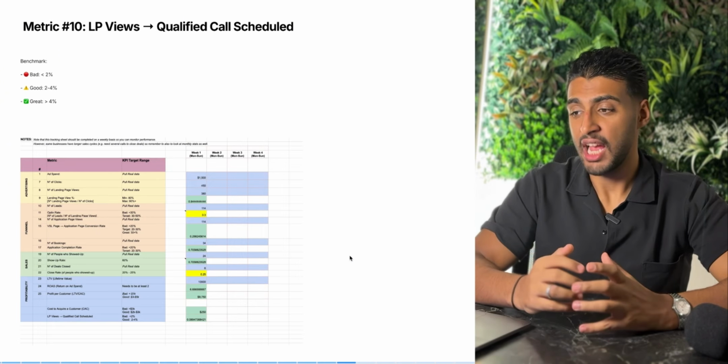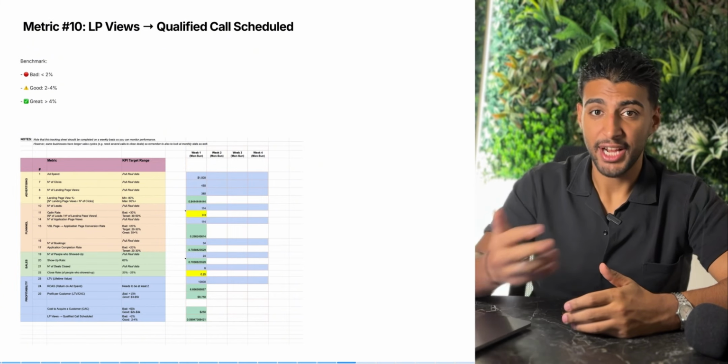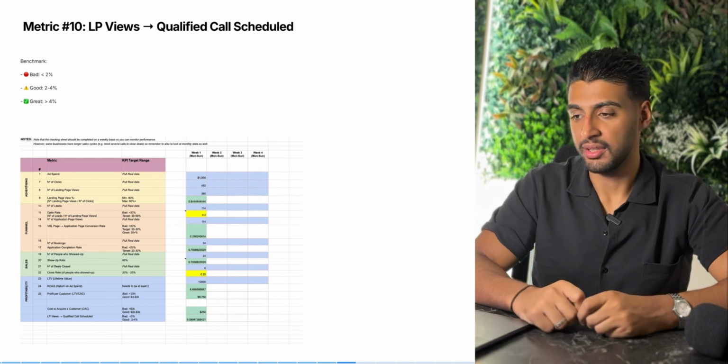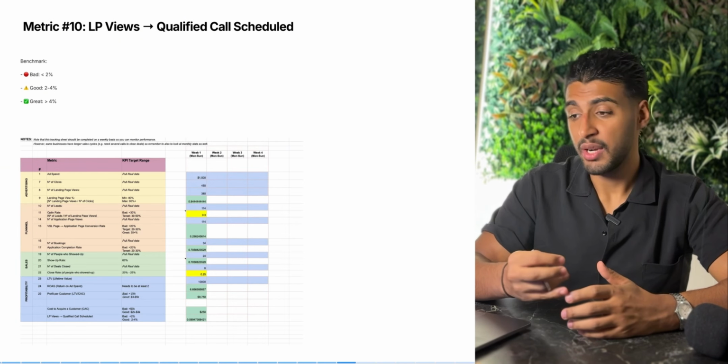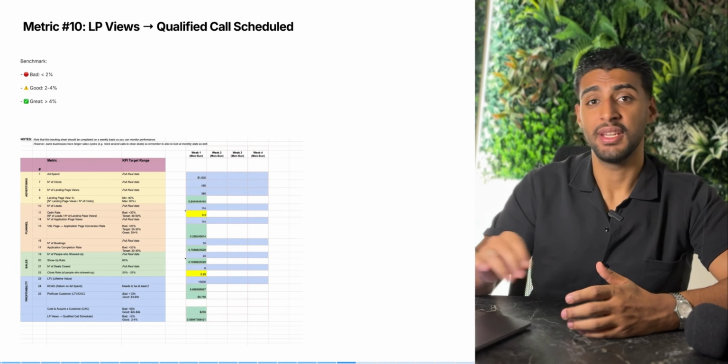The last metric is how many people actually viewed the landing page and actually ended up booking a call, which is qualified. If it's less than 2%, it's going to be red. If it's between 2 to 4, it's going to be yellow. And if it's more than 4%, it's going to be green, which is great.